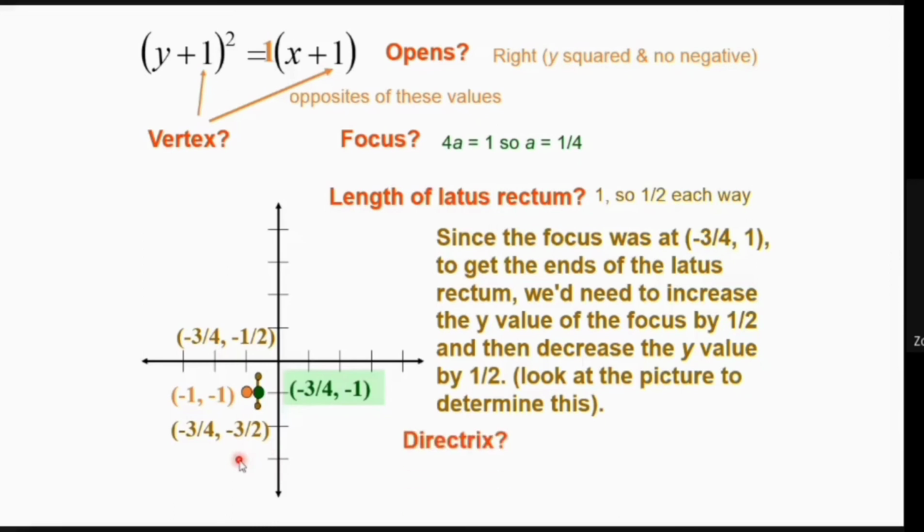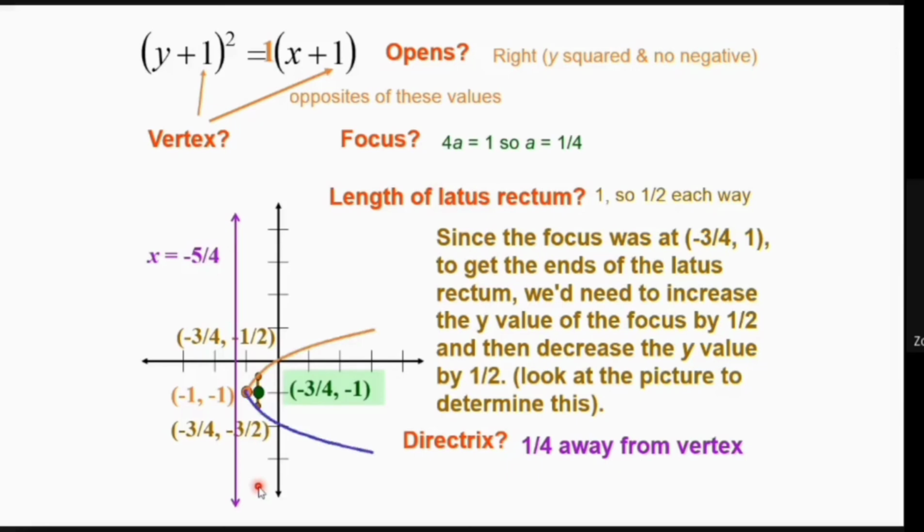And now, the directrix is also 1/4 unit away from the vertex to the left. Ayan po siya. So yung equation niya is x is equal to negative 5/4. So we are now ready to trace the graph or the curve of the parabola to be like this.